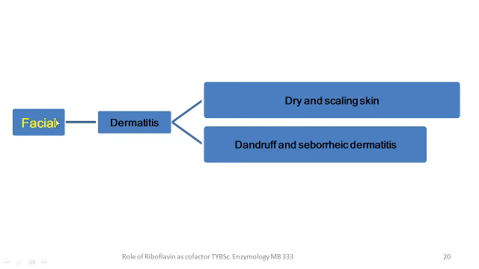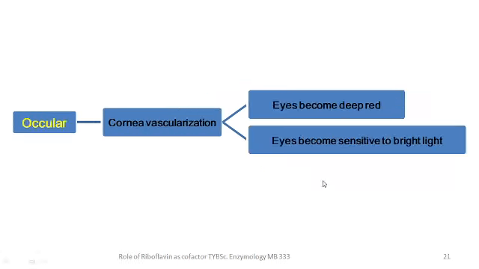In facial symptoms, you have dermatitis, that is, you can see dry and scaling skin or white patches on the skin. And it also leads to a certain scale. Due to the scaling of the skin, it leads to dandruff and seborrheic dermatitis.